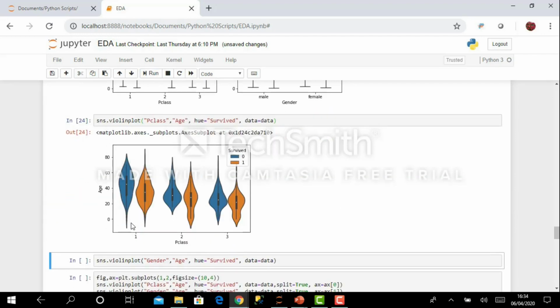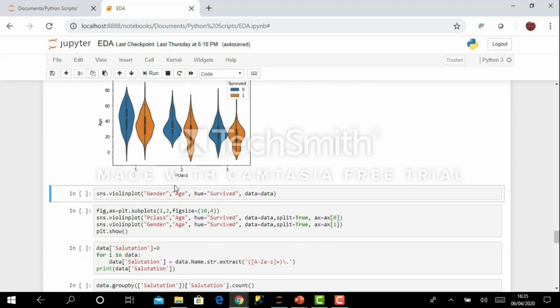So you can see this is how the data is. Suppose for people who survived in first class, you can see that in this age range most of the people survived, and then it reduces on both sides, and these are the minimum and maximum age range where people survived. So it is like a box plot, but you can also understand the exact distribution of data from the violin plot.